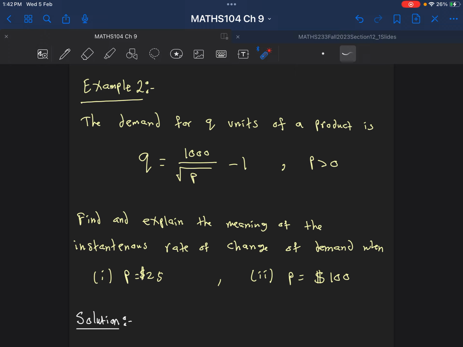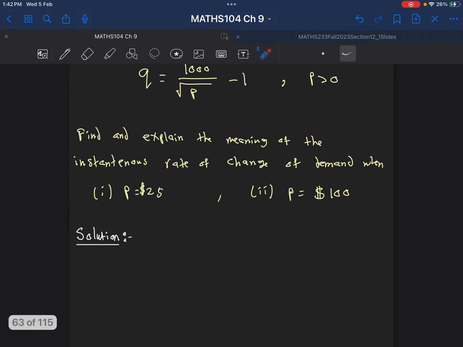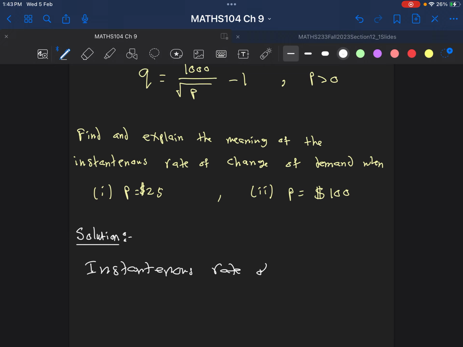Next question, we have a demand function for q units of a product, given by this formula. Find and explain the meaning of the instantaneous rate of change of the demand when p equals 25 and when p equals 100. So again, the instantaneous rate of change is the derivative.